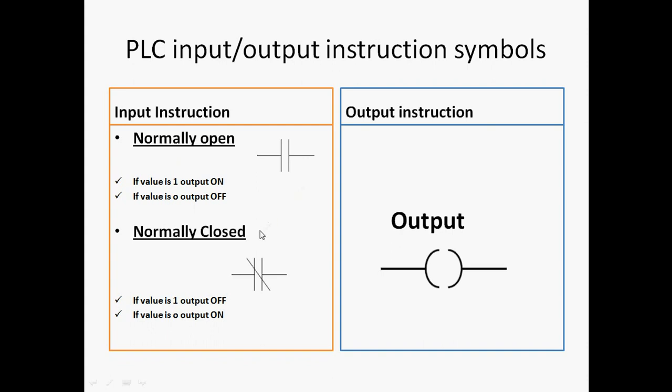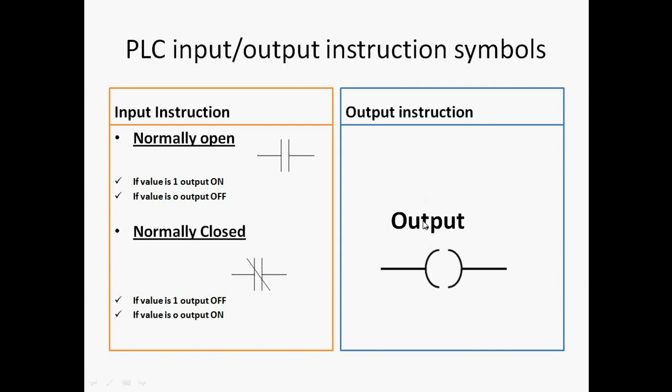Similarly, the next term is normally closed. If the value is 1, the output should be off. If the value is 0, the output should be on. So this is the normally closed switch. Here we are using it for a continuous supply. If the value is 1, the output is off. If the value is off, the output should be on. So it is the reverse of the normally open switch.